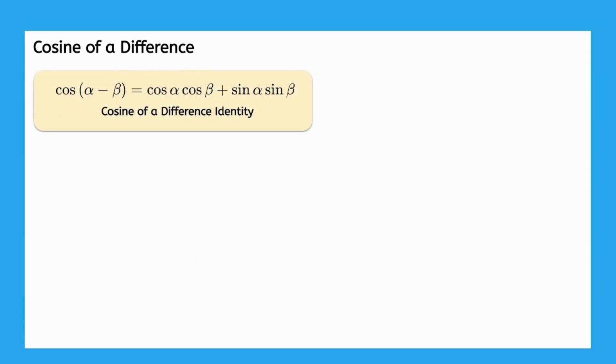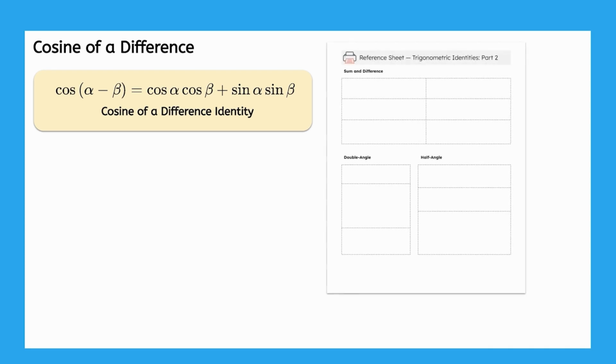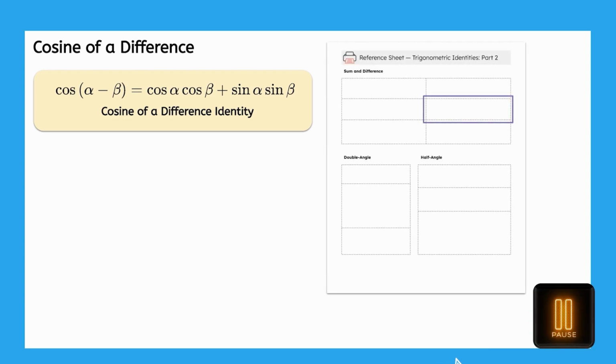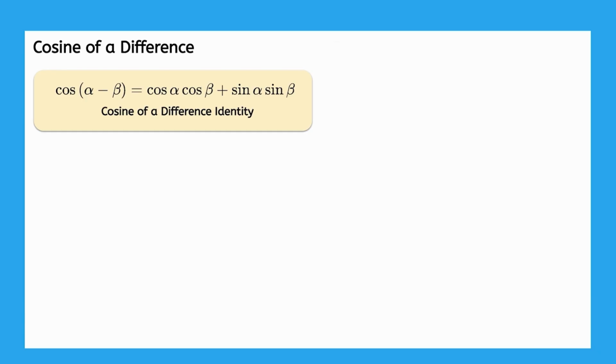Record this identity in this slot of your reference sheet. Pause the video to do so now. Let's apply this identity in our first example.